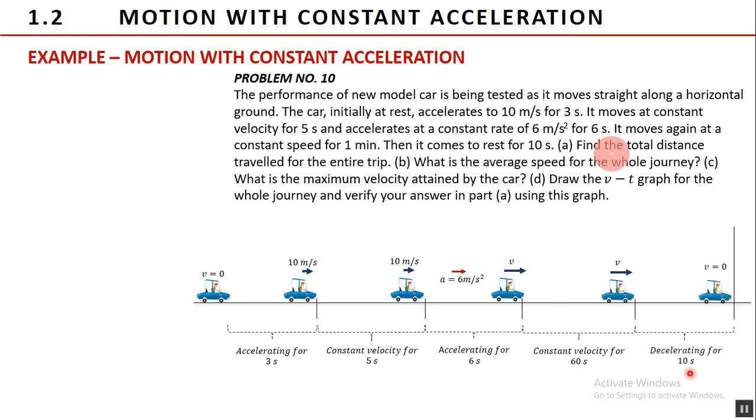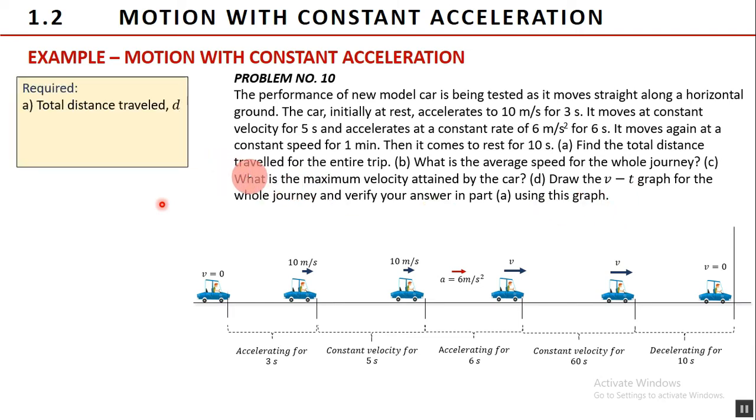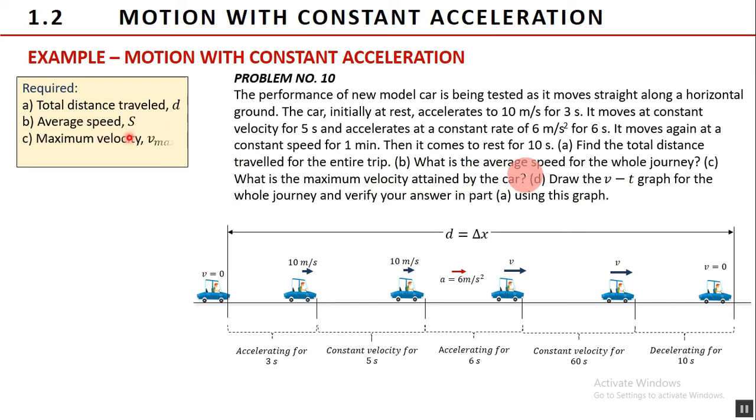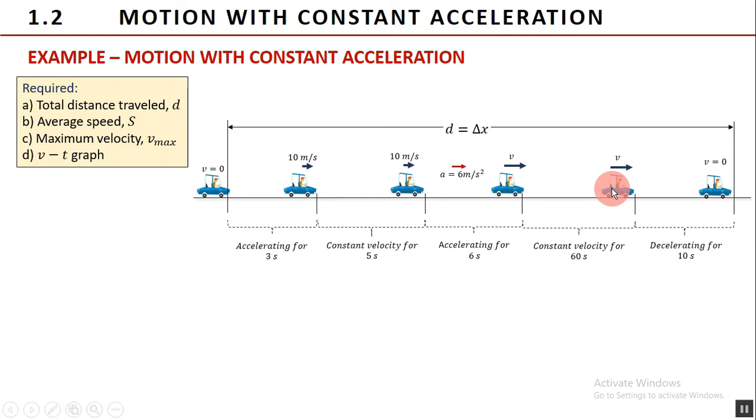Letter A. Find the total distance traveled for the entire trip. Letter B. What is the average speed for the whole journey? Letter C. What is the maximum velocity attained by the car? Letter D. Draw the velocity-time graph for the whole journey, and verify your answer in part A using this graph. This problem is quite long because we are required to solve for the total distance traveled, the average speed, the maximum velocity, and to construct a velocity-time graph.